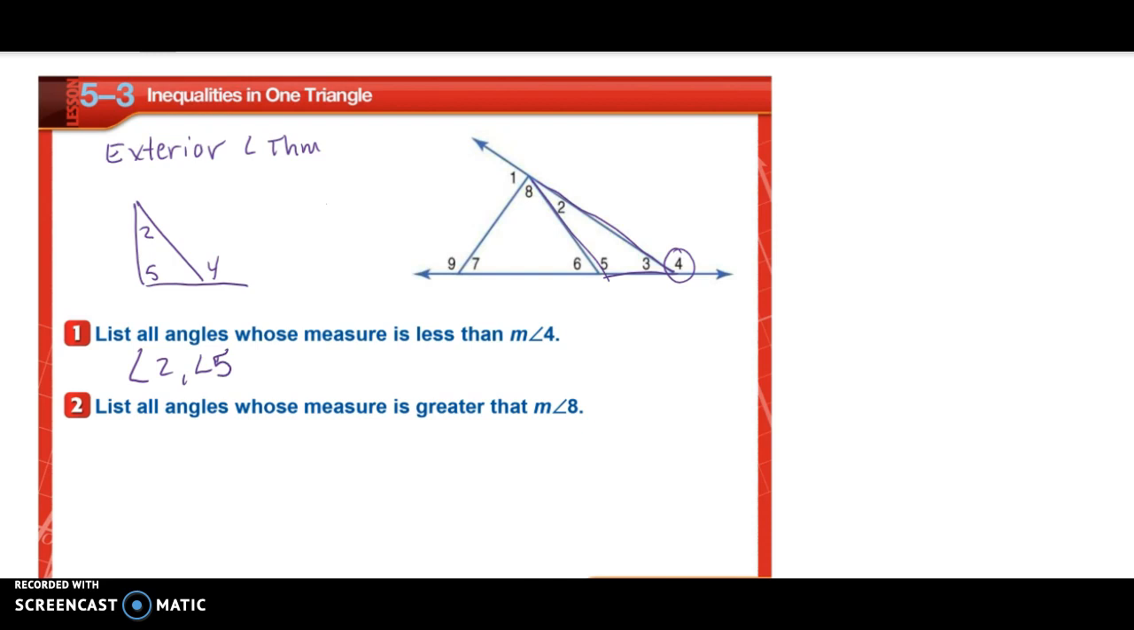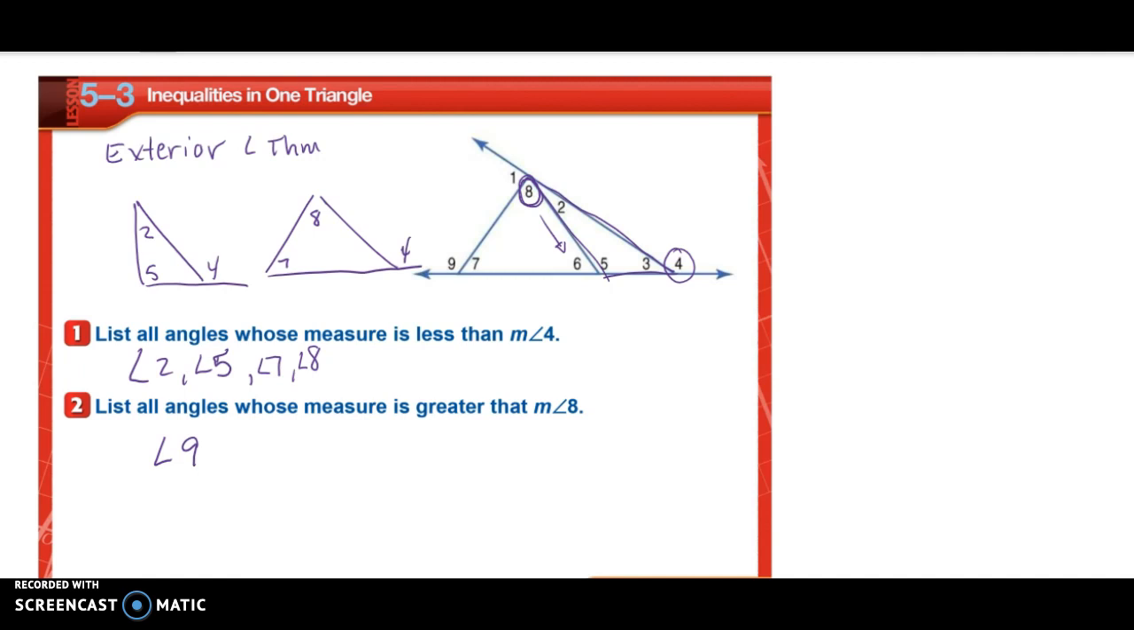Well, angle 4 is also an exterior angle to this big triangle with 7 and 8 as its remotes. So 7 and 8 also have to be smaller than that. Oops, angle 8. Okay, all the angles whose measure is greater than angle 8. You're going to look at that and think, which of these angles have angle 8 as a remote interior angle? Angle 8 is a remote interior angle, so is angle 6 for this triangle on the left. So angle 9 has to be bigger.